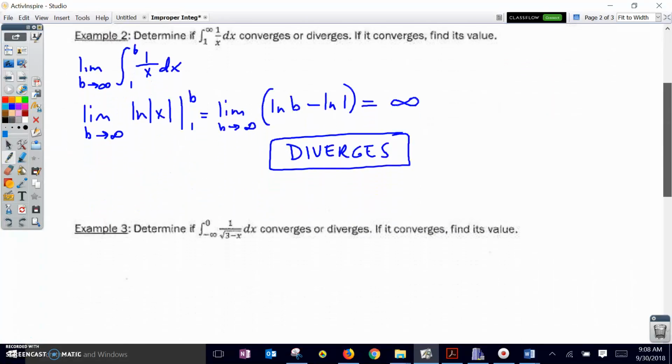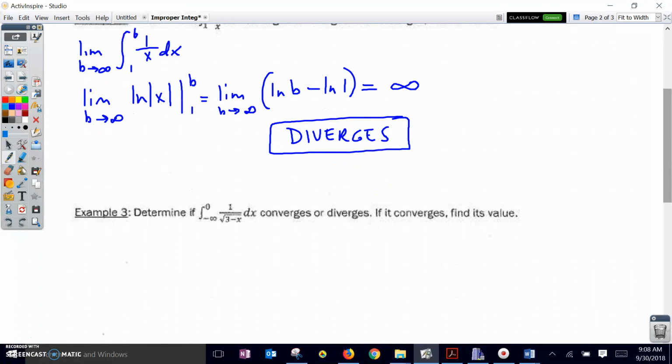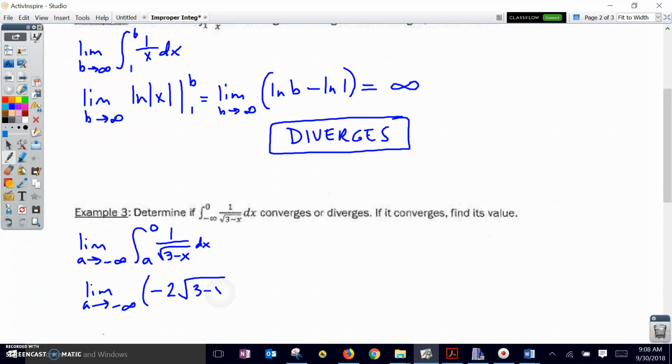Okay, let's look at example 3. We're going to determine if this integral converges or diverges and find its value if it converges. So here I'm going to take the limit as a goes to negative infinity of the integral from a to 0 of 1 over the square root of 3 minus x dx. And so I take the antiderivative of this, and the antiderivative of this is going to be negative 2 square root of 3 minus x.